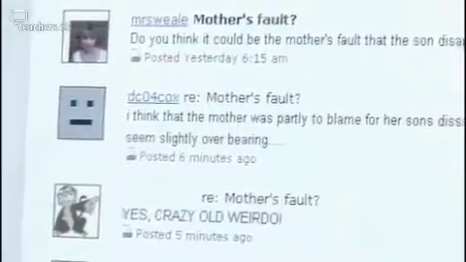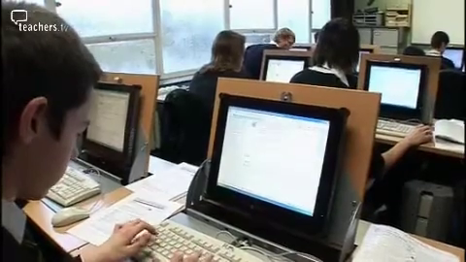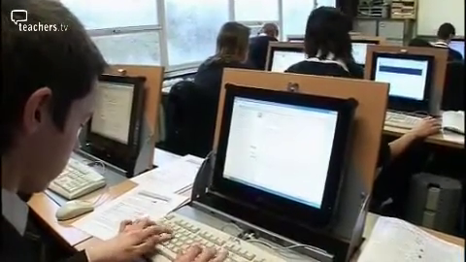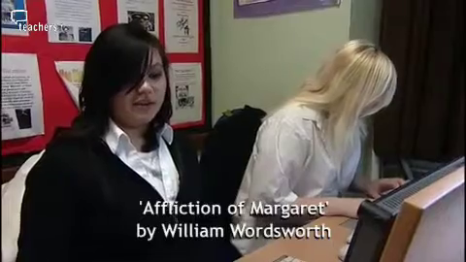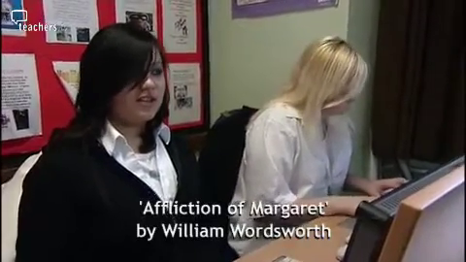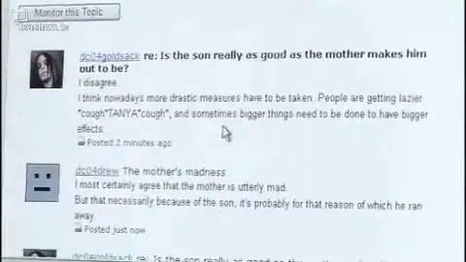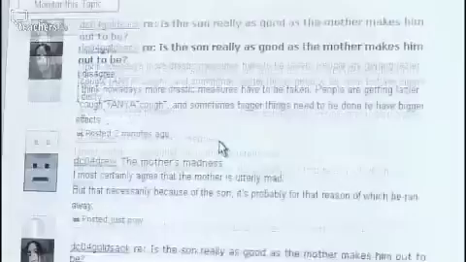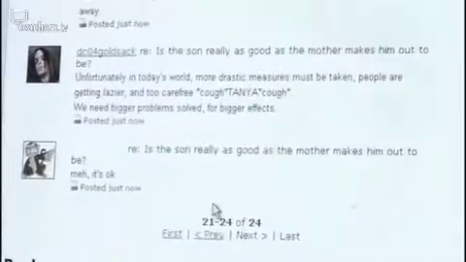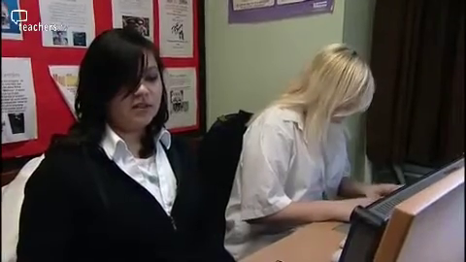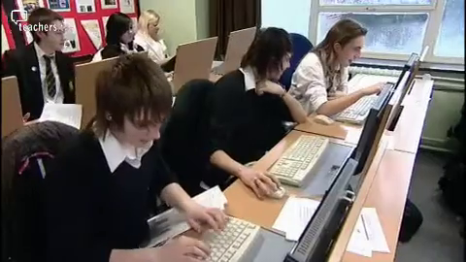It's about whether it was the mother's fault that her son disappeared, and it's just started at the moment. But I'm going to try and argue with this person here. It's about a mother losing her son, and the question that we're discussing is if the son is actually as good as she makes him out to be, because she glorifies him in this poem, but he left her. So could he have perhaps done something bad to make him leave?